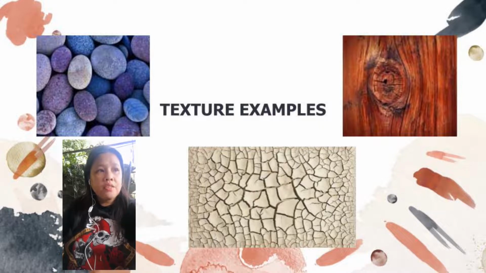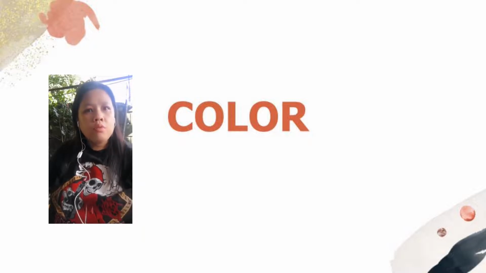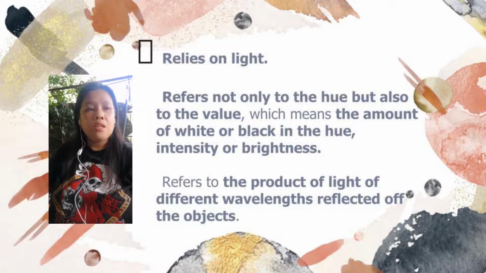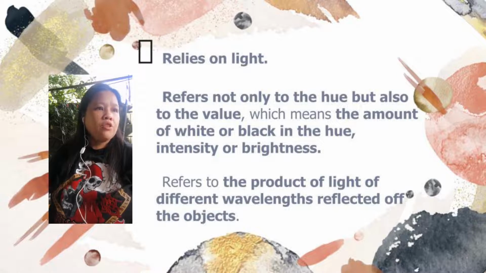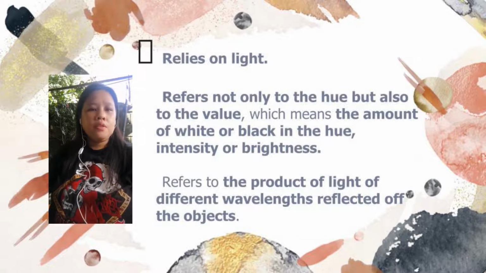So let's proceed. Lastly, we have the color. In color, color relies on light. So it refers not only to the hue, meaning color, but also to the value, which means the amount of white or black in the hue, intensity, or brightness. So also this refers to the product of the light of different wavelengths reflected off the objects.